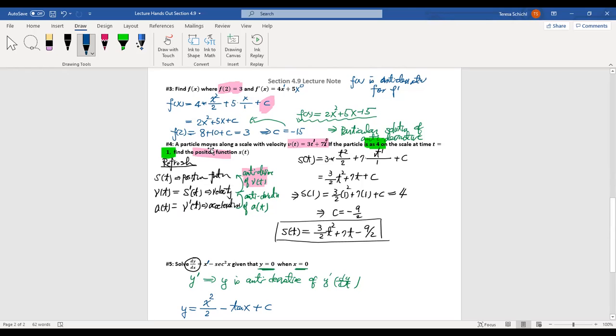Okay, this is a very easy section. And then we're going to start our new unit about integrations.